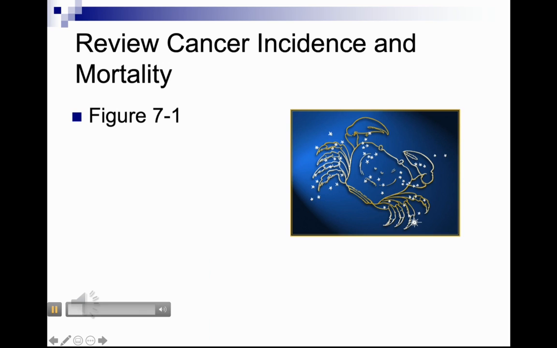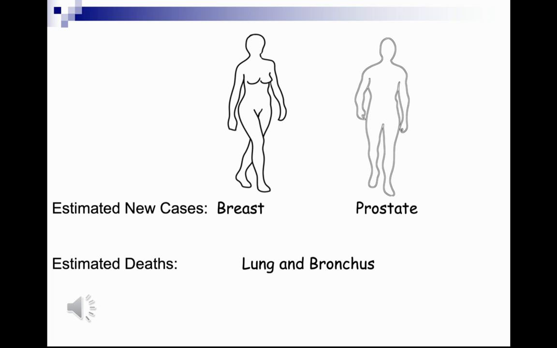You can review cancer incidence and mortality statistics in your textbook. This is an FYI, for your information only. In terms of estimated new cases, in women it's breast cancer and in men it's prostate. Estimated deaths, the number one cause of cancer-related death in both men and women, is adenocarcinoma, cancer of the lung and bronchus.